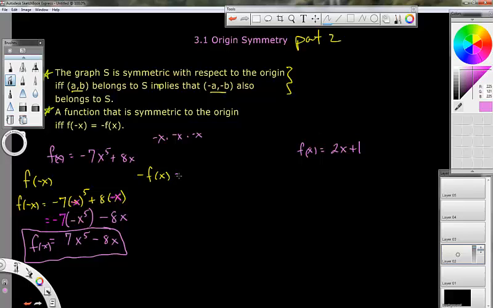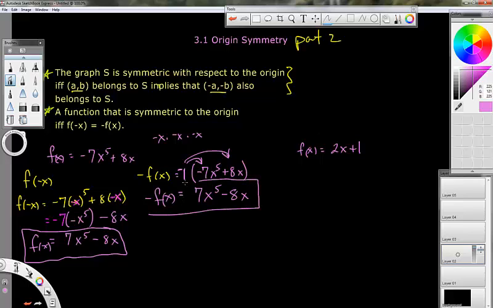Now, let me show you how to do negative f of x. It's basically just negative 1 times this function. This is the easy part. Negative 1 times that, so we need to distribute. So this is positive 7x to the 5th minus 8x. And we can see that negative f of x, which is here, equals this. So these 2 things are equal. Therefore, the answer to does this have origin symmetry is a big old yes.